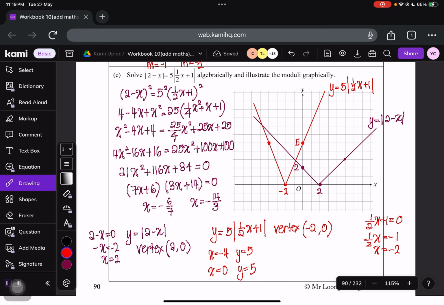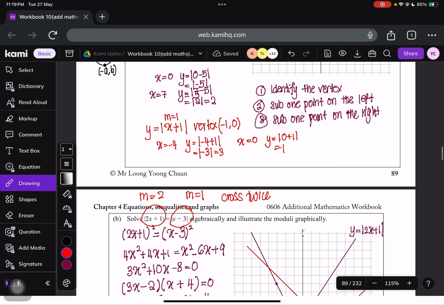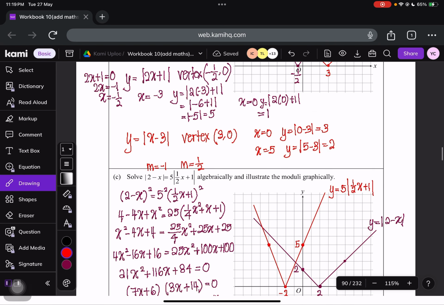Now, if you can straight away draw, by all means do that. But this is one of the easiest ways I can think of to guide you with this kind of question. Algebraically solve, you square both sides, then you solve. Drawing a graph, always the same steps: identify the vertex, substitute one point like that.